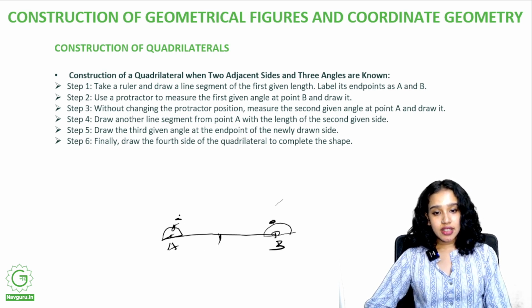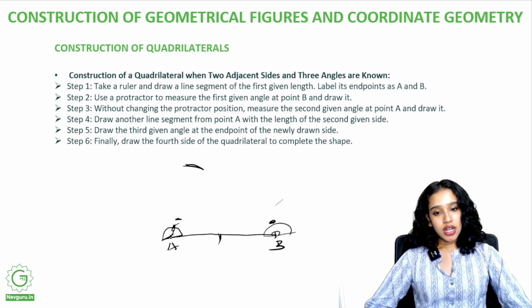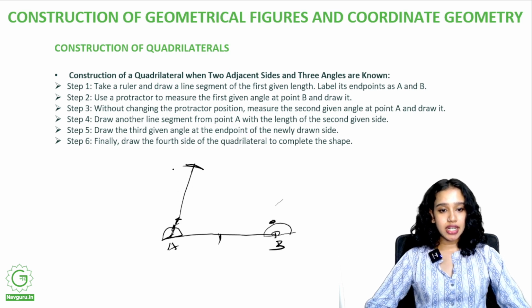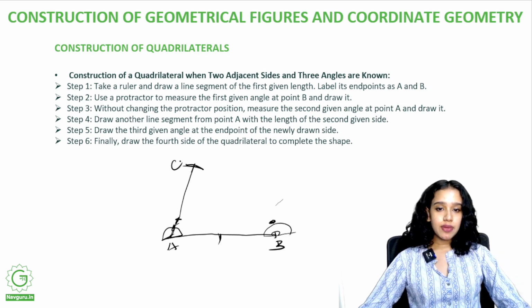So we'll take the side given, put the protractor, and draw an arc. Now we'll join the line in this angle through the arc, and we'll get the second side. Now we'll name it as C.